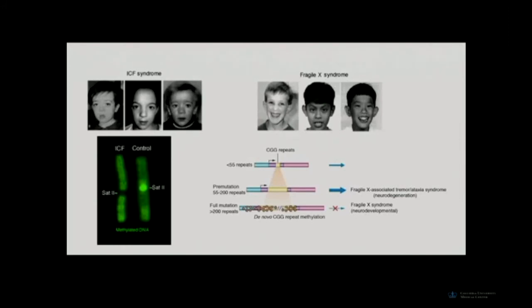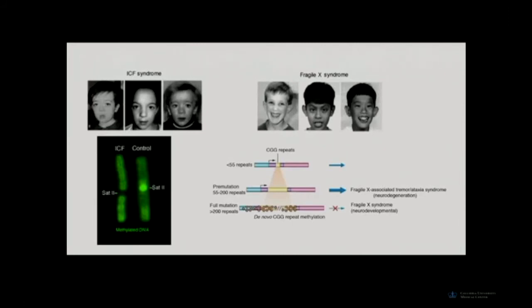Now, Fragile X syndrome is the most common form of inherited mental retardation. It's caused by the expansion of CGG repeats in the FMR1 gene. With fewer than 55 repeats, individuals are normal. If they have 55 to 200 repeats, most of them are normal, but this region is unmethylated, this mRNA is toxic, and they get Fragile X-associated tremor and ataxia syndrome, which is adult onset and progressive.